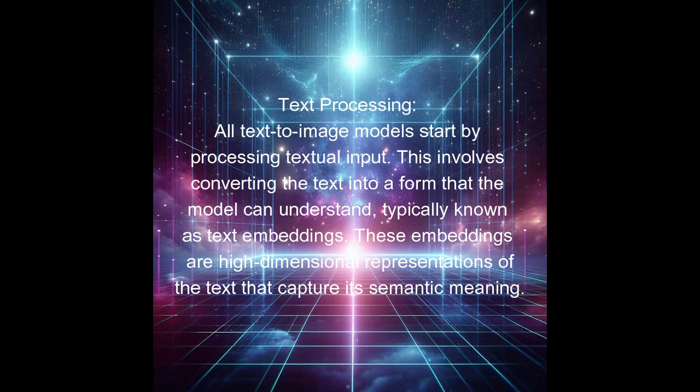Text processing. All text-to-image models start by processing textual input. This involves converting the text into a form that the model can understand, typically known as text embeddings. These embeddings are high-dimensional representations of the text that capture its semantic meaning.